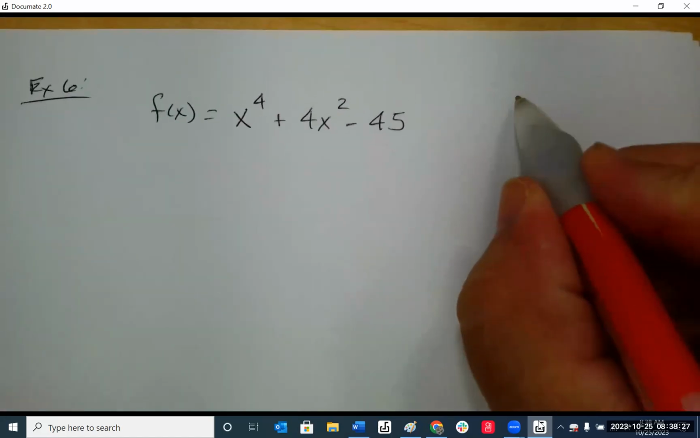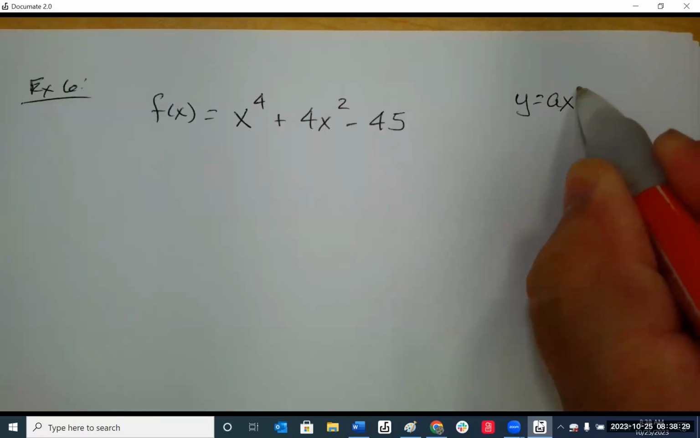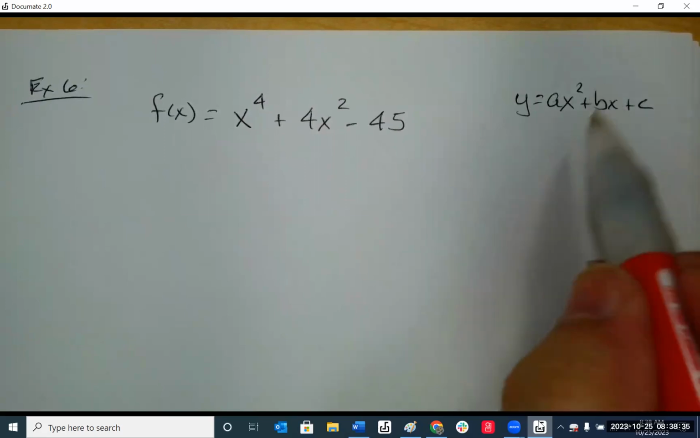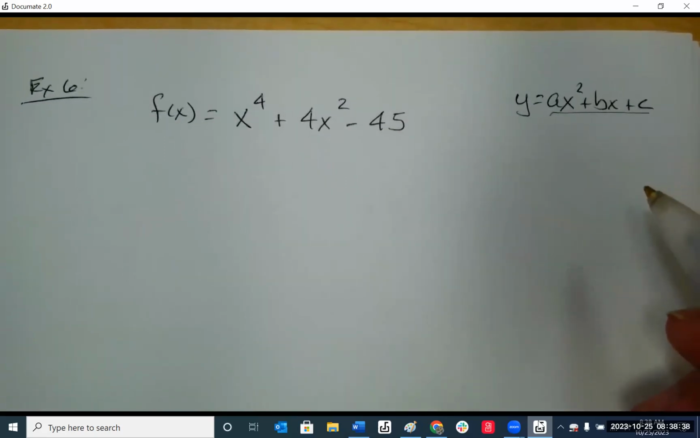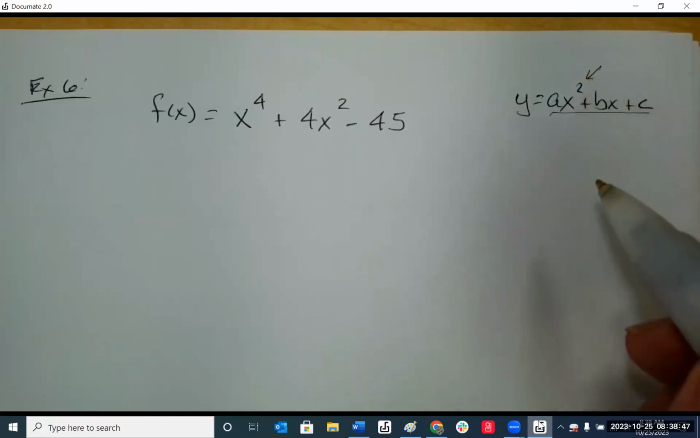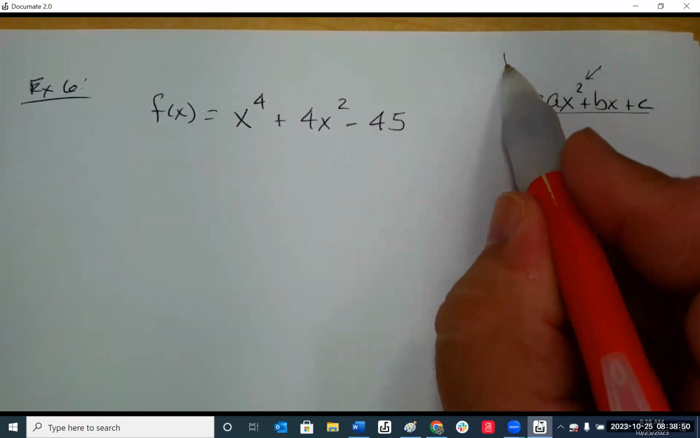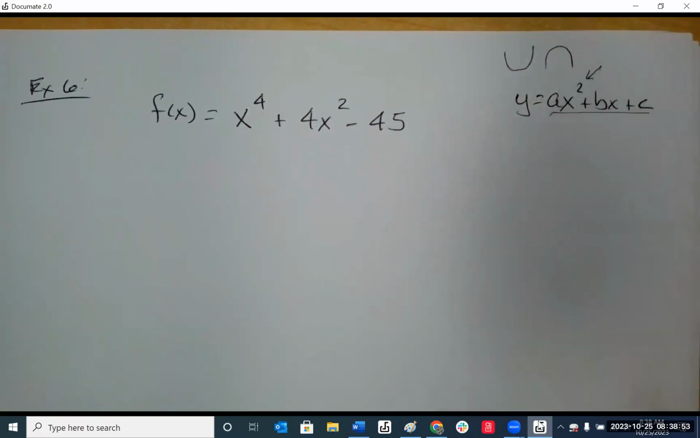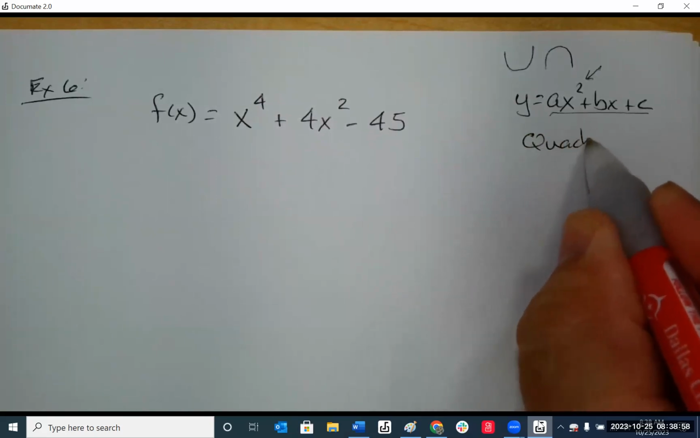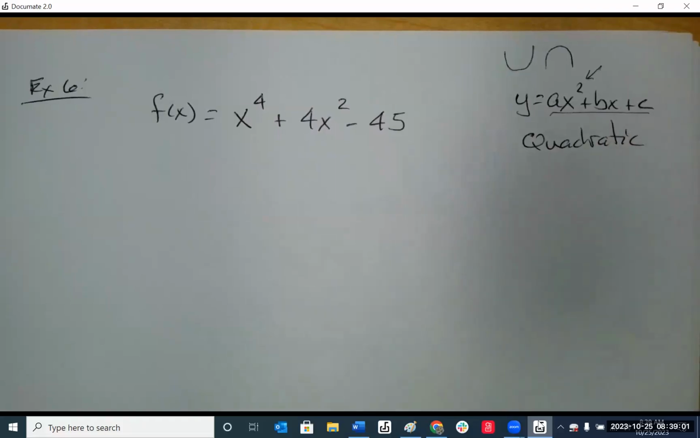A trinomial is, remember that equation? What kind of equation is this? It has a power 2. So the graph is this or this. What kind of graph is that? Quadratic equation, right. These two are identical.